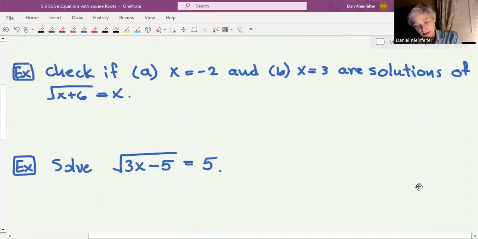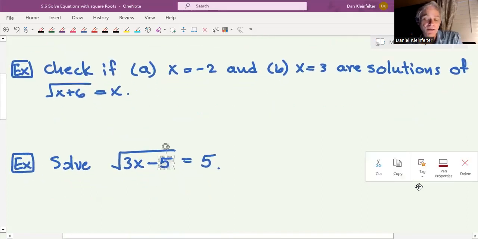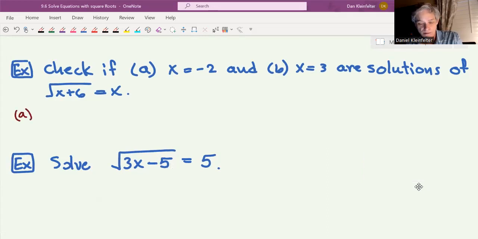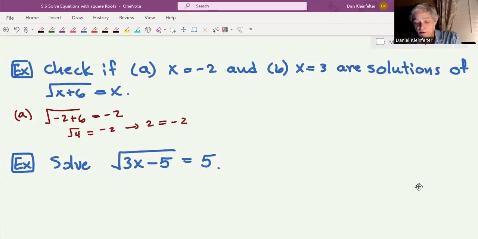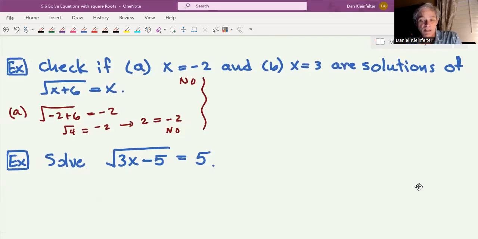Okay, so just to get it started, we're going to check and see if -2 and 3 are solutions of the equation square root of x plus 6 equals x. That is, you substitute the number in and see if you get something true or not. I'm going to start with -2. So we have the square root of -2 plus 6 equals -2. This is the square root of 4 equals -2. The square root of 4 is 2. Does 2 equal -2? It doesn't. So no, it is not a solution.